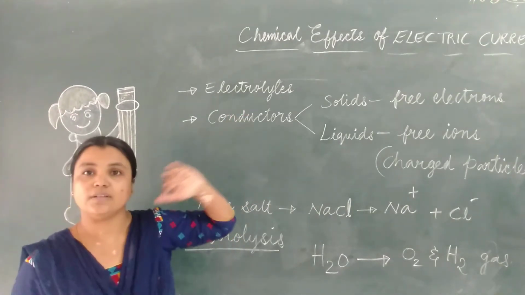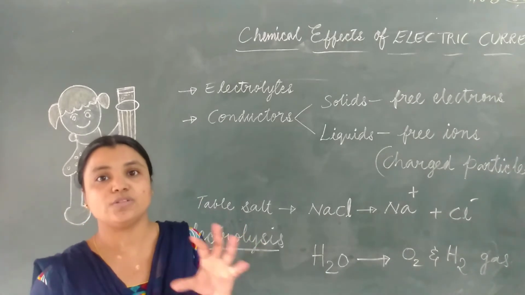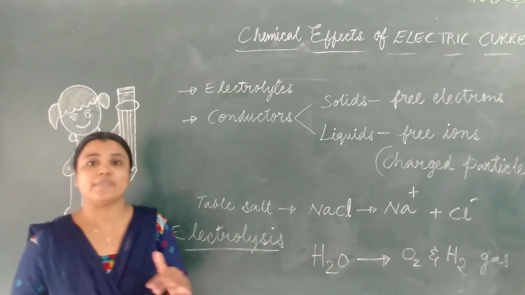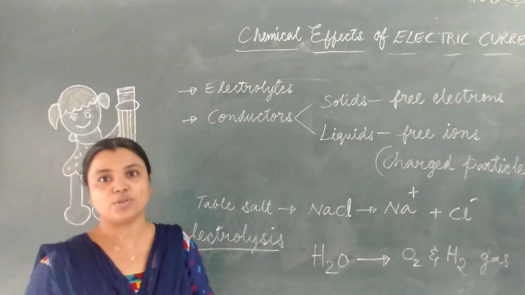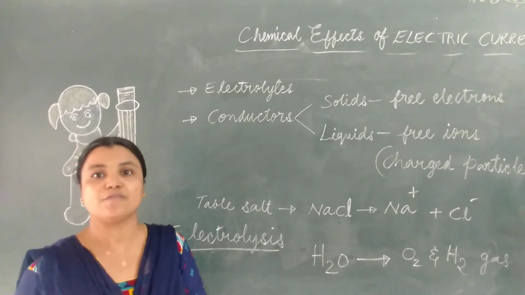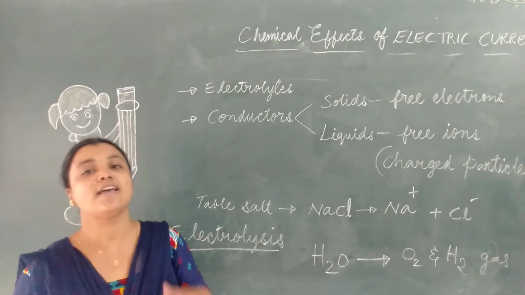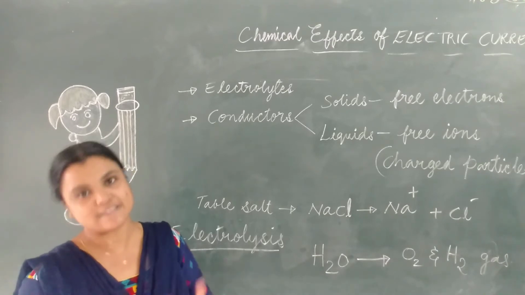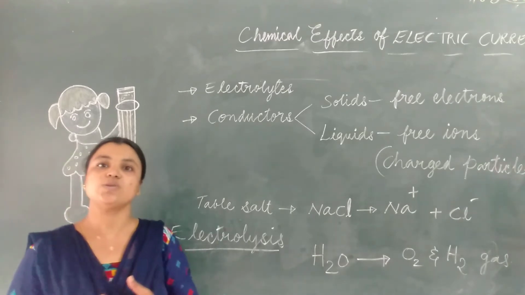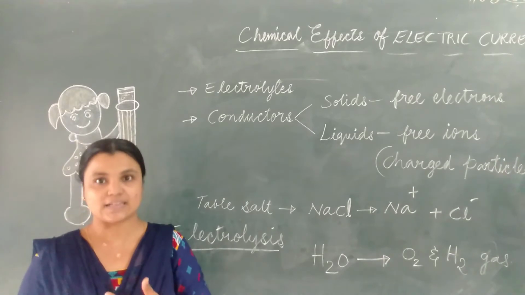In my last video I taught you about a few substances based on whether they allow electricity to flow through them or not. They are classified basically into two categories, that is conductors and insulators. So today we are going to see about one such conducting substance.